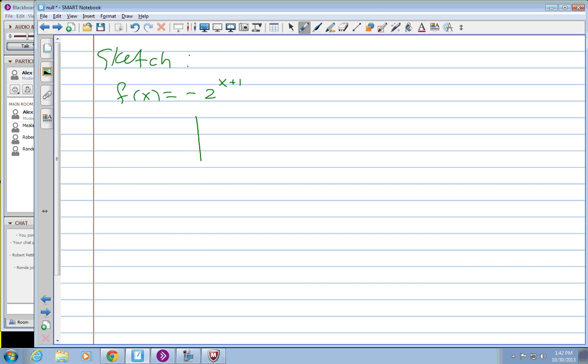So if I grab this, remember, this was the original graph, right? Now if I shift it 1 unit to the left, I can find that y-intercept. If I put 0 for the x, I'm just going to be left with 2 to the power 1, right? So actually it shifts here. But then if you flip it, it will look like that. So it goes through negative 2 now.